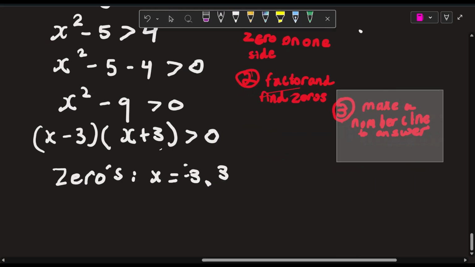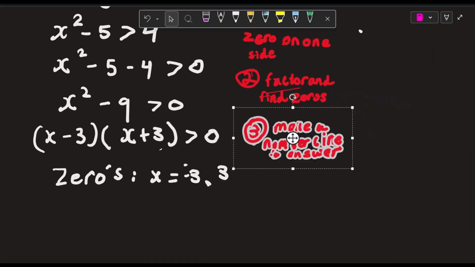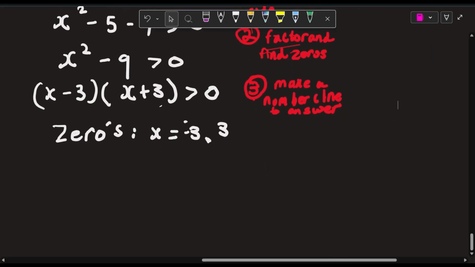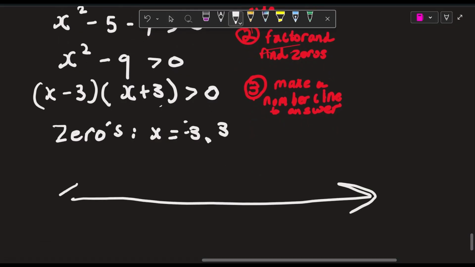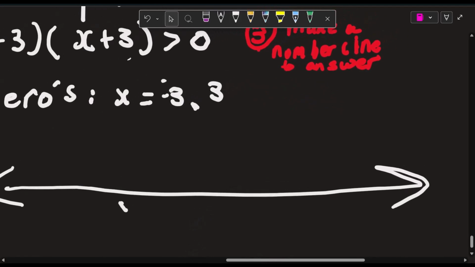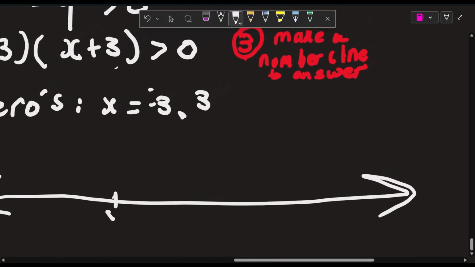So now our final step is to make a number line. And when we make the number line, what you want to do is put your zeros, or the x values that we found, on this number line. And what we're going to do is test values on each part of the number line to find whether it satisfies the inequality right now, which is saying it has to be greater than 0, or positive. Let's plot the values -3 and on the other side 3.